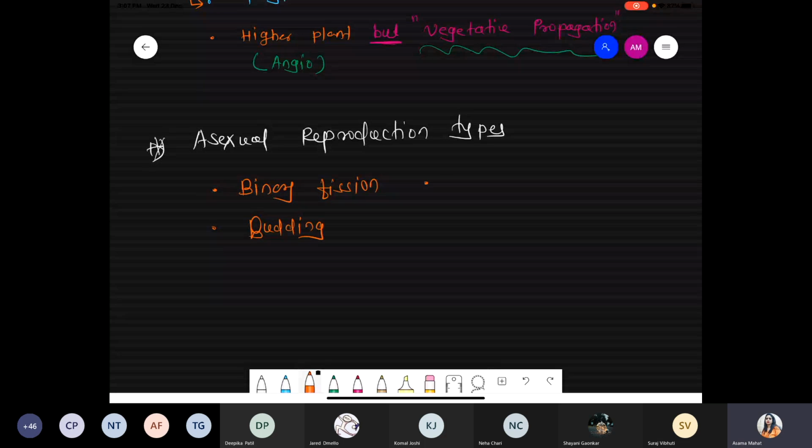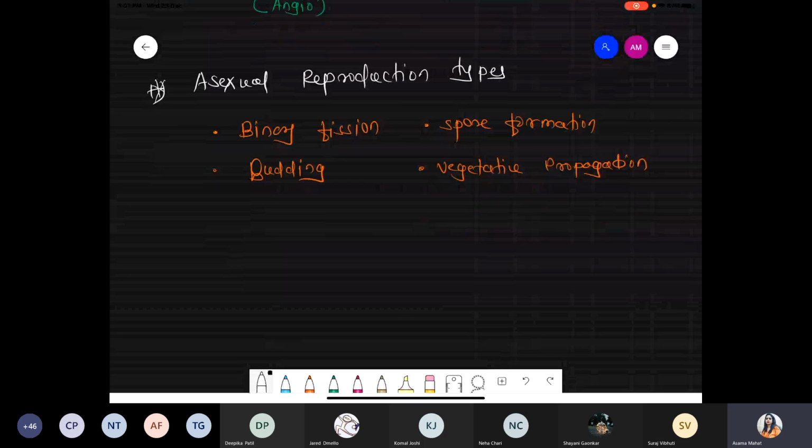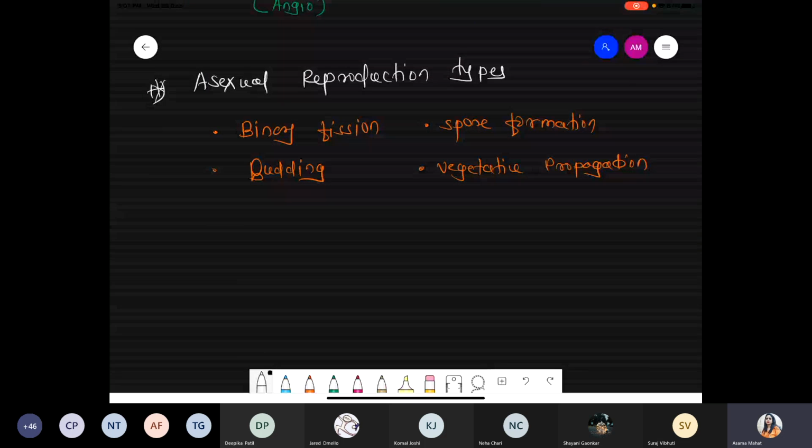Then we discuss what is the meaning of spore formation, because ये हम सब कुछ पहले देख चुके हैं. Spore formation. And next one is vegetative propagation, which is present in higher plants like angiosperms. ठीक है, 4 types in plant reproduction actually. zoo में देखोगे तो थोड़ा सा अलग होगा. So I'm taking only the plant part.